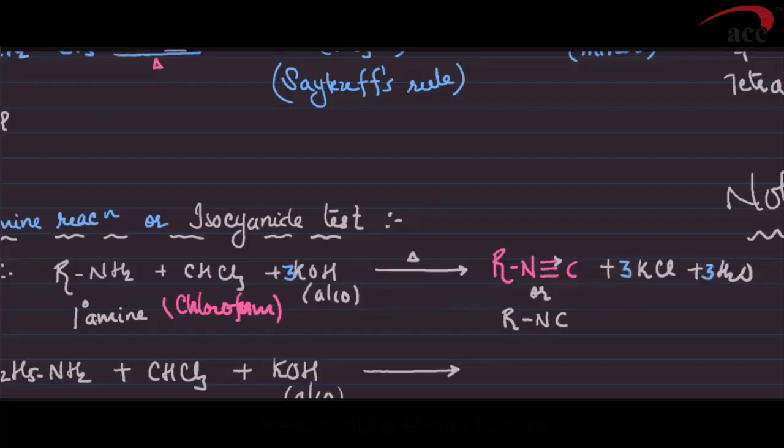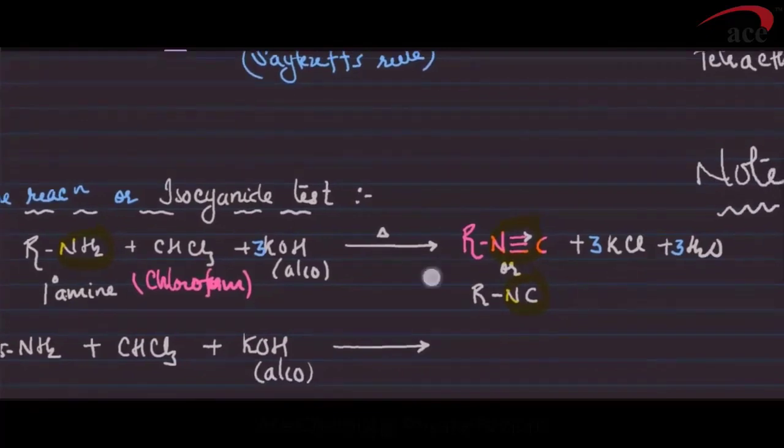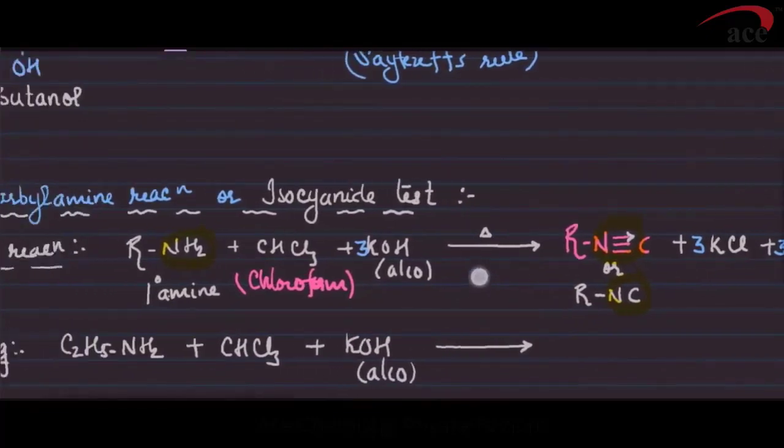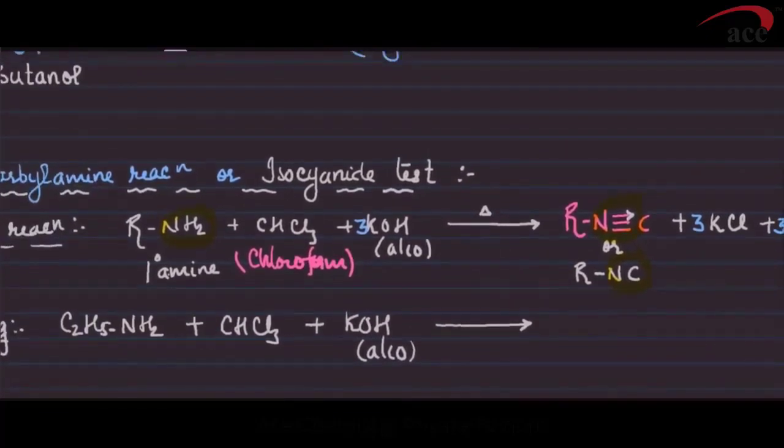But students, the shortcut is NH2 will become NC. What do you call it? Isocyanide, or isonitrile, or carbylamine. Suppose you take an example, C2H5NH2. C2H5NH2 is what you call ethanamine.